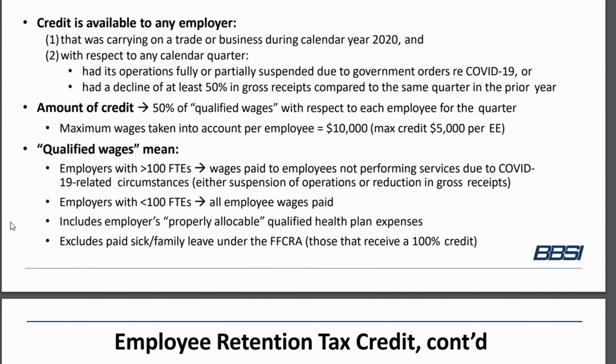Qualified wages for employers with more than 100 full-time employees means wages paid to employees not performing services due to COVID-19 related circumstances. Employers with less than 100 full-time employees means all eligible wages paid. This includes the employer's properly allocable qualified health plan expenses and excludes paid sick and family leave under the FFCRA program. Basically, they don't want you to double dip and get more than one benefit from the same thing.